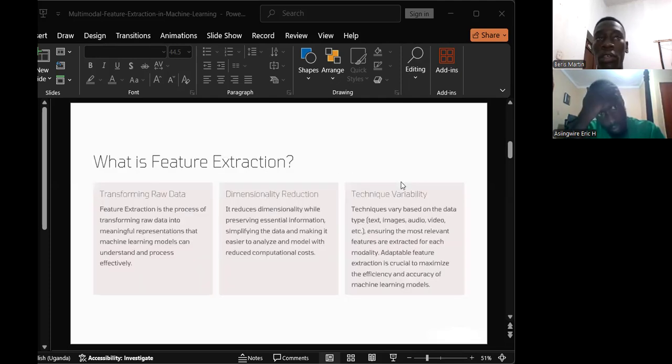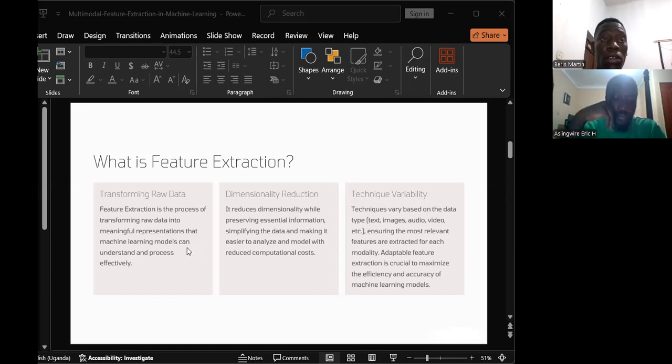With this, we have what we call feature extraction. Feature extraction is what we use to transform one data type to another. It is a process of transforming the data into a format that the model can understand. We are transforming the raw data into a meaningful representation that the machine learning models can understand.